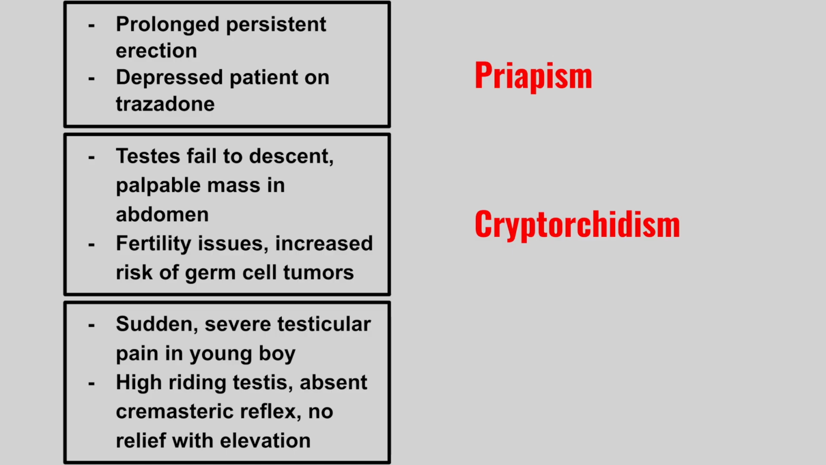Next, we have a patient with sudden severe testicular pain, usually a young boy. They're going to have a high riding testes, absent cremasteric reflex, and no relief with elevation. And this is testicular torsion. Remember here, they're going to have the negative Prehn sign, which means there's no relief with elevation, and the absent cremasteric reflex is important because it affects the genitofemoral nerve. And you need emergent surgical correction to prevent any further damage.